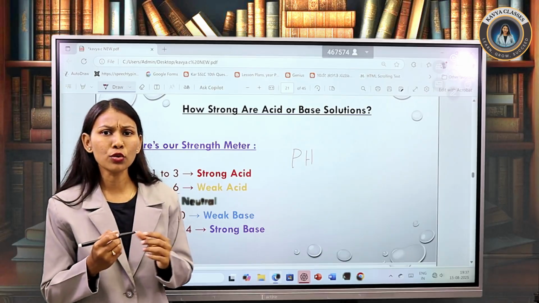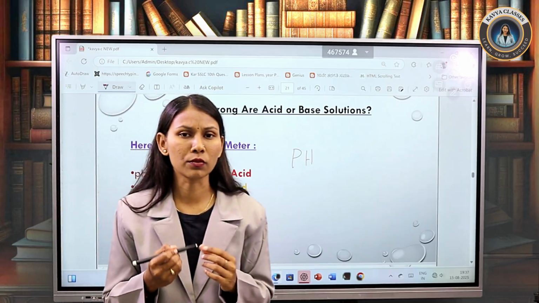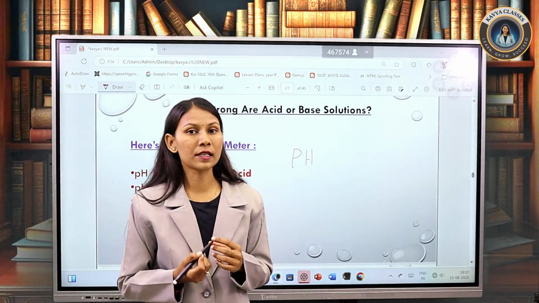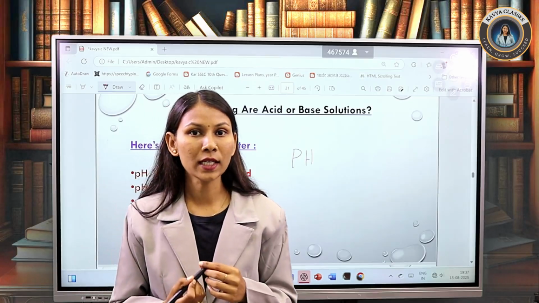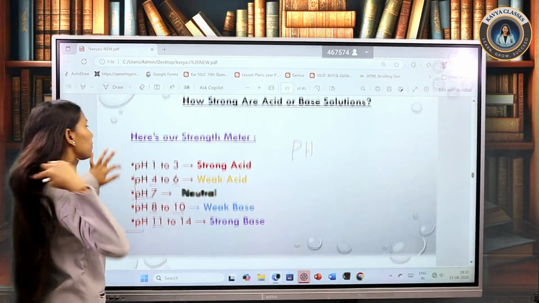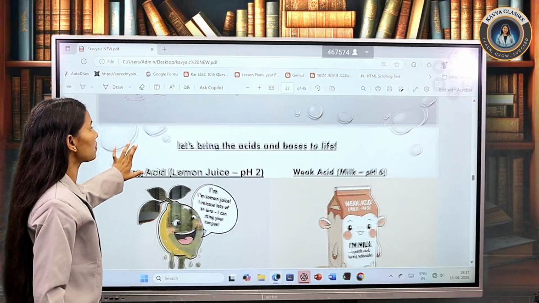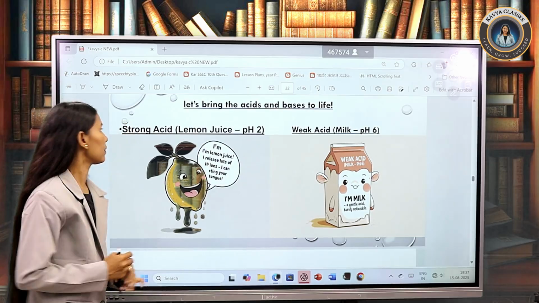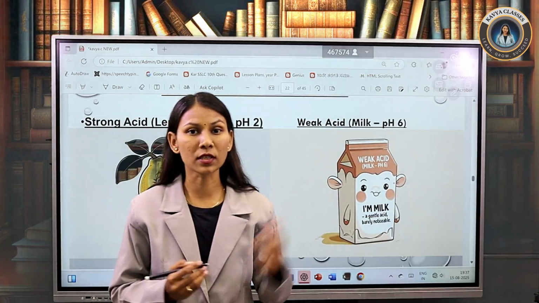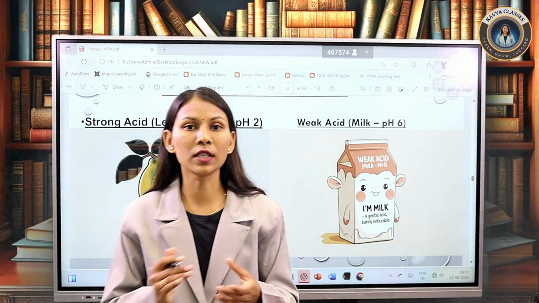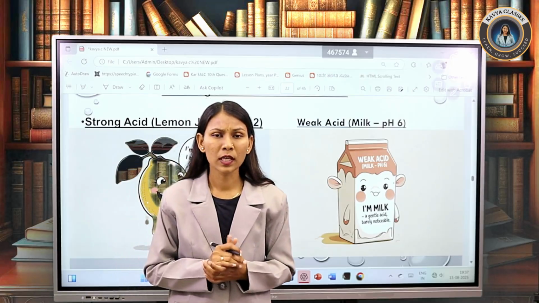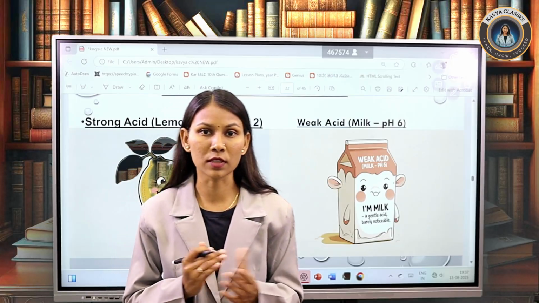Yes, children. So, how do we know whether it is a strong acid, weak acid, neutral, strong base, or weak base? Let us relate this to our day-to-day life. Let me give you some examples. Let's bring these acids and bases to life. We'll be using materials you use regularly, like lemon, milk, bleaching powder and so on. Let's see the acidic property of these things.